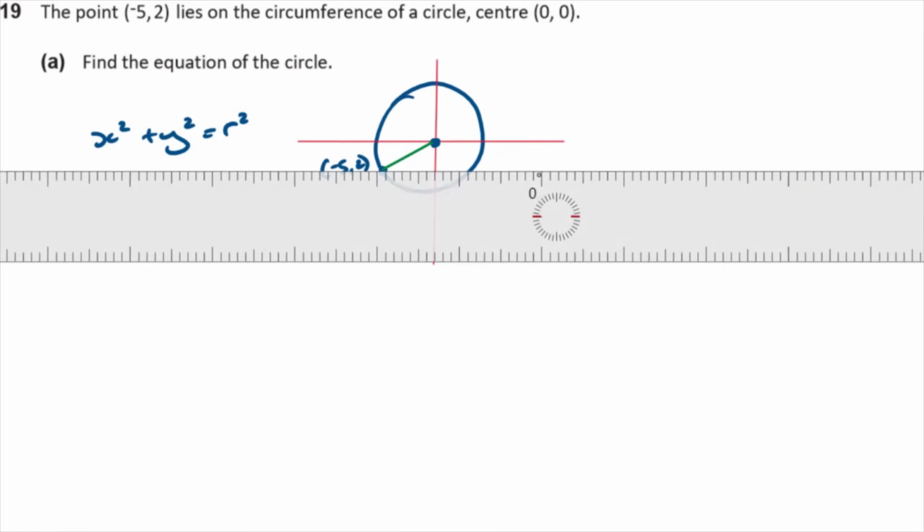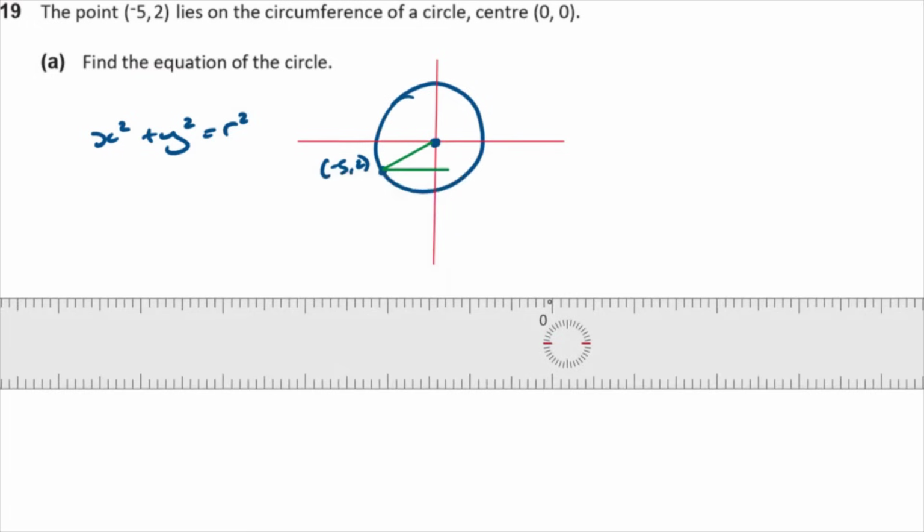So we can then use Pythagoras theorem to find the length of the hypotenuse there. So this triangle here is going to be 5 by 2 then, isn't it? Okay, so using Pythagoras theorem, I can say that r squared, which is the hypotenuse squared, is going to be equal to 5 squared plus 2 squared. 5 squared is 25, 2 squared is 4. Add them together is going to give you 29. So r is going to be the root of 29 then, isn't it?